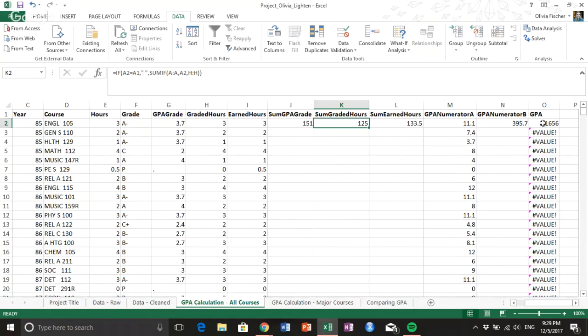calculations to finally get to their overall GPA. This GPA is for each student and all the classes they took, so their overall GPA.